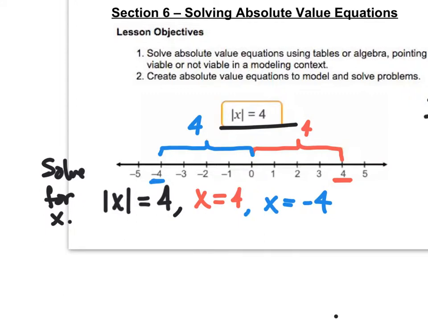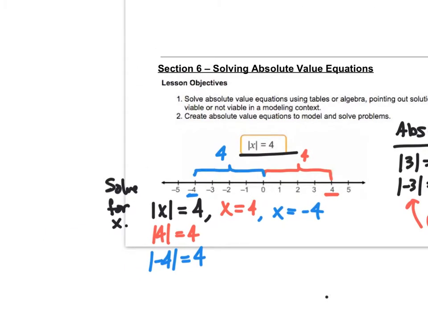So when I solve my equations for x, in order to get rid of my absolute value symbol, I have to think about what the value of x could be. The value of x could be positive 4. If I took the absolute value of 4, I would get 4. But what if I took the absolute value of -4? I would also get 4. So when you solve these absolute value equations, in order to get rid of your absolute value, you just set it equal to the positive value and to the negative value, and that's it. So that's kind of the basics of it.